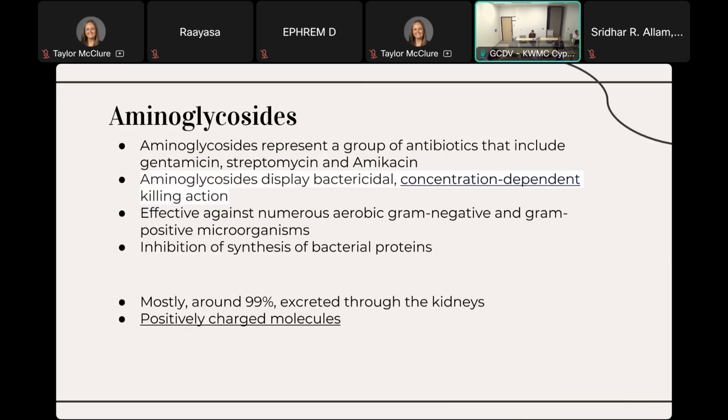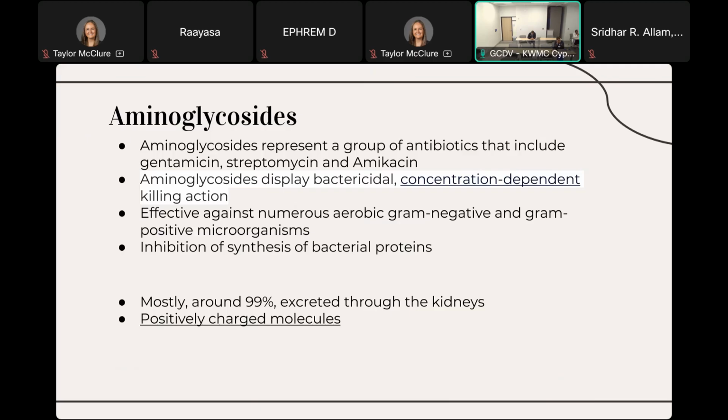So aminoglycosides represent a group of antibiotics that include, of course, gentamicin, streptomycin, and amikacin. Aminoglycosides are bactericidal, and the very important thing to know is they are concentration-dependent killers, which means higher concentration will be more lethal to the bacteria. They are effective against numerous aerobic gram-negative and gram-positive microorganisms. That's why they are still used so often, especially in addition to other antibiotics to increase their synergistic activity.